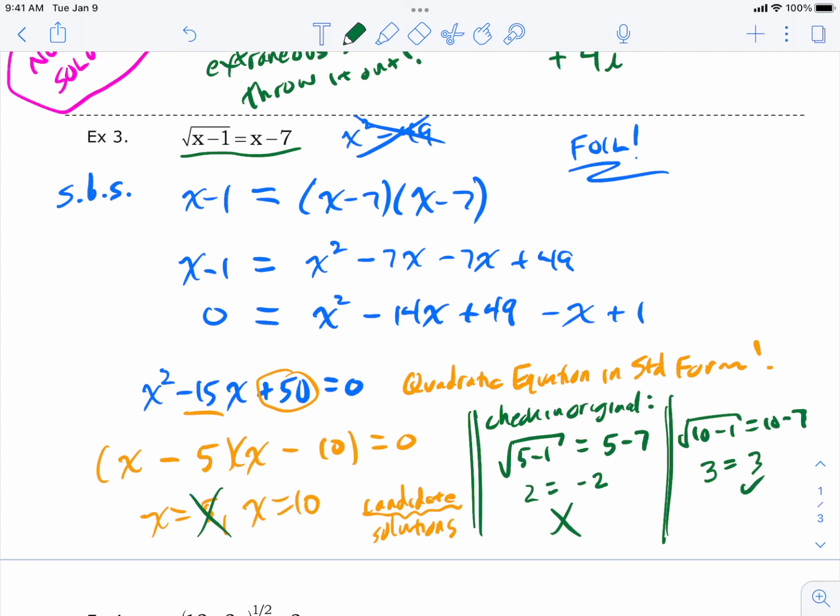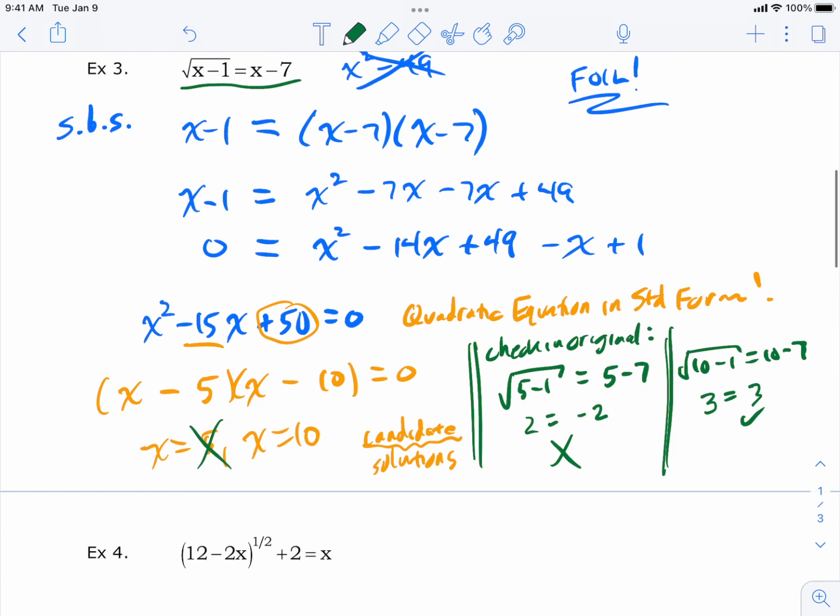That works. And so our solution is, maybe I'll put it in a nice purplish, x equals 10 only. Okay.